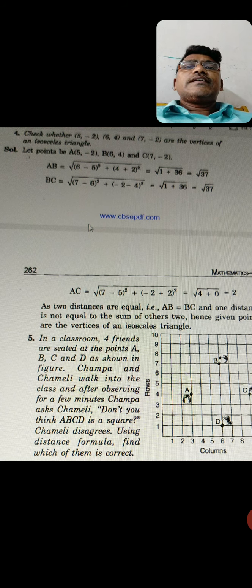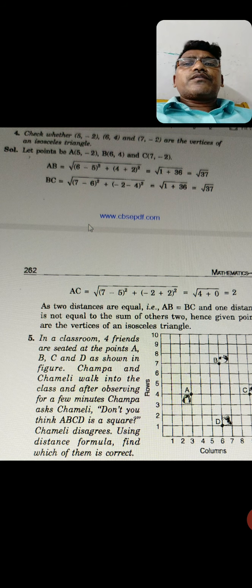We are getting 6 minus 5 whole square, I mean x2 minus x1 whole square, plus y2 minus y1, 4 here, minus of minus becomes plus 2, 4 plus 2 whole square, equal to 6 minus 5 becomes 1. 1 square is 1 only. Here 4 plus 2 is 6. 6 square equal to 36. So 36 plus 1 is 37. Now the distance AB equals square root of 37.